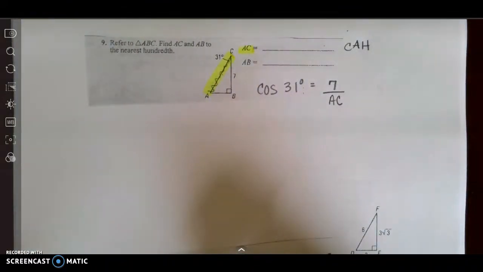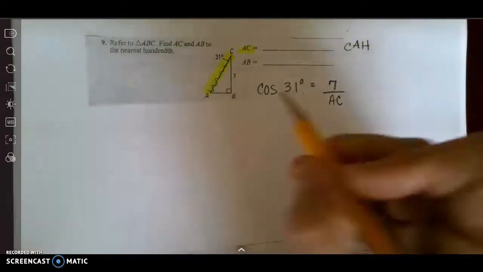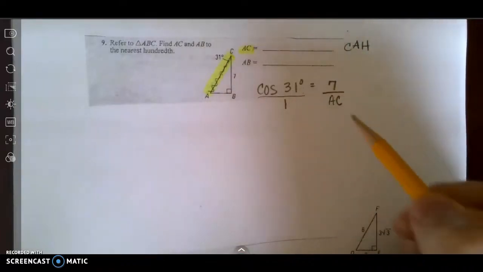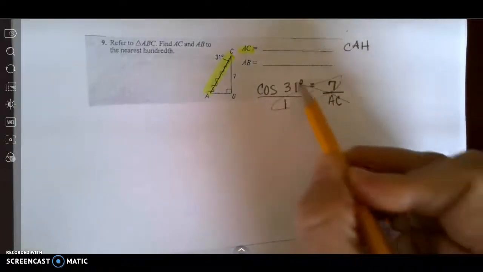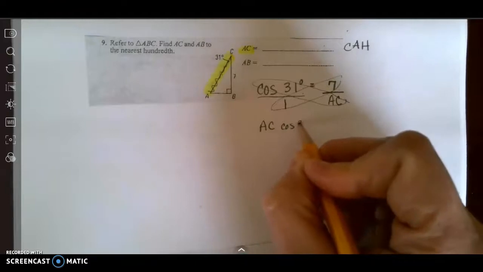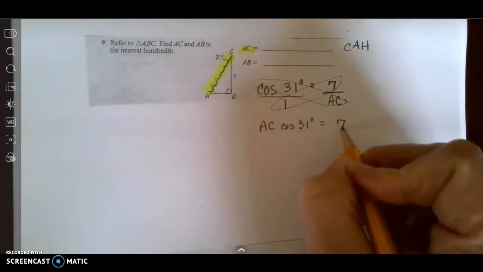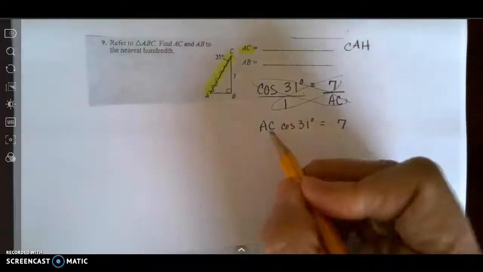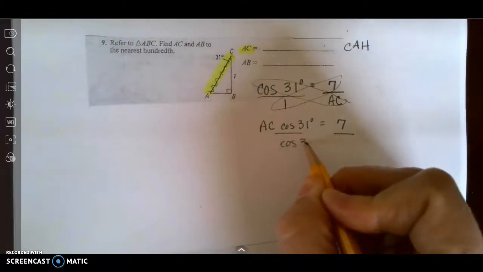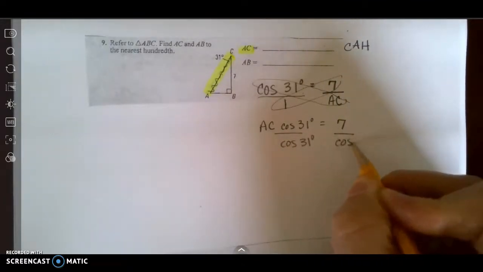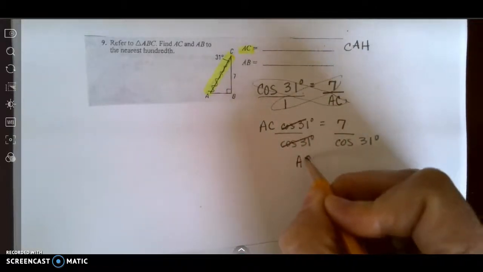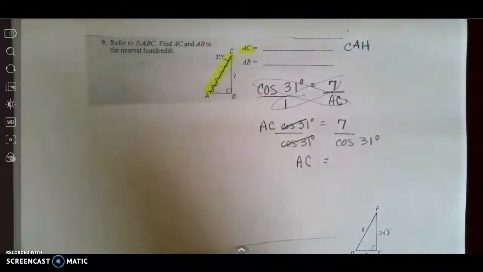So since I'm going to be solving for side AC, what I would do is simply make this into a proportion where I have one fraction equal to another and cross multiply. Side AC times the cosine of 31 degrees equals 7. I'm solving for AC, so I'm going to divide both sides by the cosine of 31 degrees. Those cancel, and I get that AC equals, well, let's see what it equals.